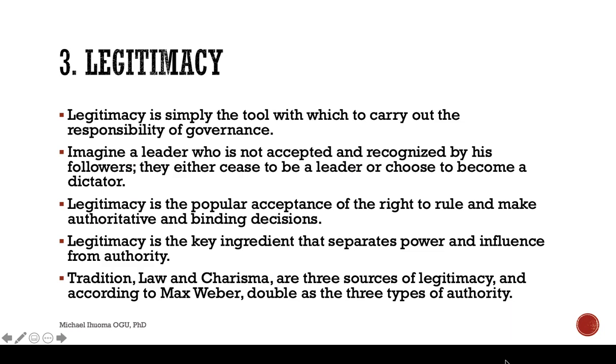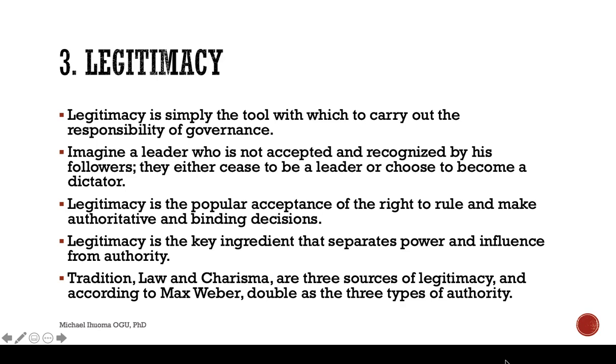Legitimacy is another concept, and like we said, legitimacy is the acceptance that clothes power and makes it more acceptable, more legal, more constitutional. All right. Here we have referred to it as a tool for carrying out the responsibility of governance. You can imagine a government that is not accepted. I mean, that government is more or less good for nothing. They will not be able to achieve anything. They will not be able to get the support of the people because it's not recognized, it's not accepted by the people. So legitimacy is an important tool for efficient governance. If a government has to be efficient and effective, the people must accept it. The people must recognize it as legal, as appropriate.